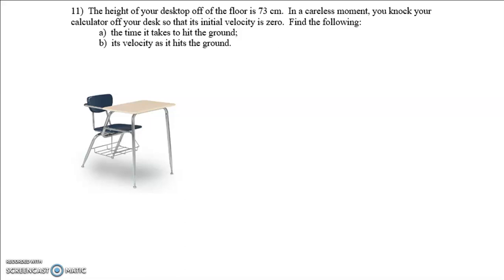Alright, first thing you want to do is realize that everything in this problem is going to be vector quantity. So the first thing you want to do is establish a positive direction. Well, first let me just go ahead and label 73 centimeters on the picture here. That is the height of the desk off the ground. But the next thing we want to do is label a positive direction.